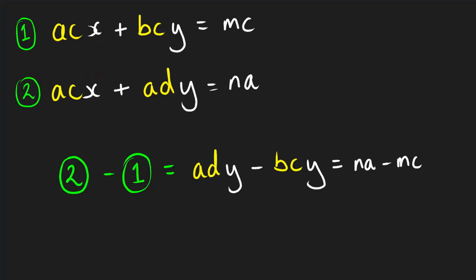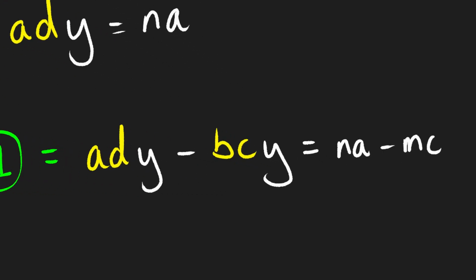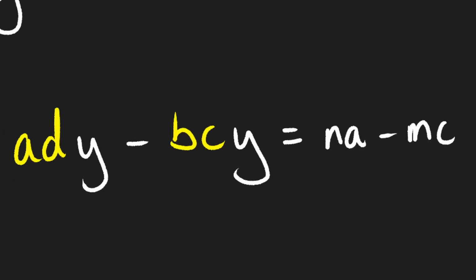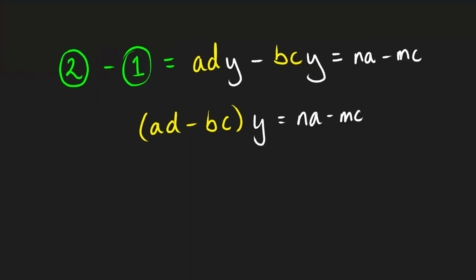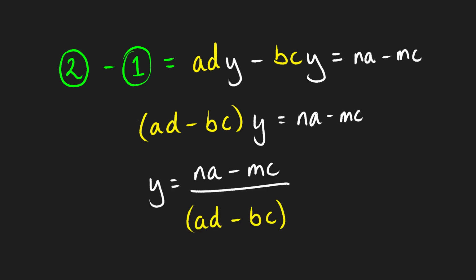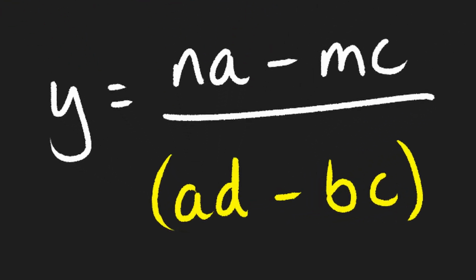Now, what we can do is equation 2 minus equation 1, and we're left with ady - bcy = na - mc. And if we factor out the y, then we're left with (ad - bc) multiplied by y = na - mc. Let's go a little bit further now and divide through by ad - bc, where we have y = (na - mc) / (ad - bc).